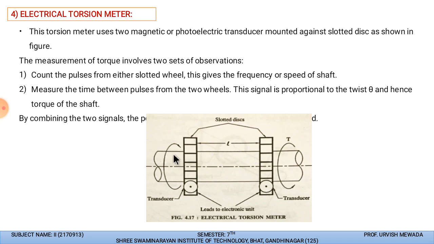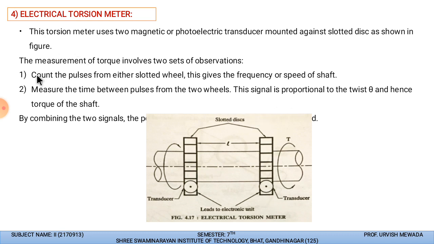And via these leads we can take out the electrical output that measures the torsion of this particular machine. Now this torsion meter uses two magnetic photoelectric transducers that are mounted against the slotted disc, which is shown in this diagram. And the measurement of torque involves two sets of observations.